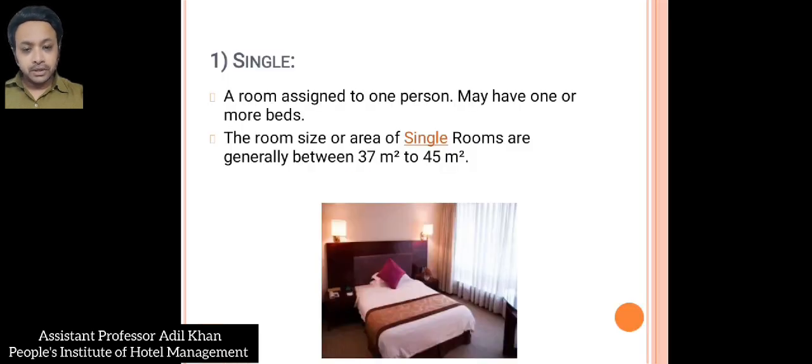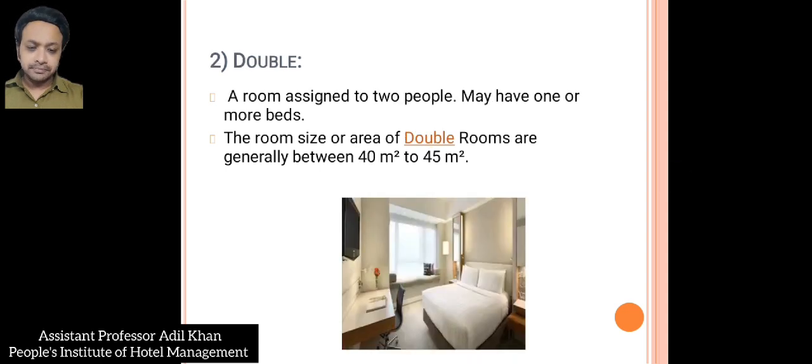Our first room is single room. A single room assigned to one person may have one or more beds. The room size or area of single rooms is generally between 37 square meters to 45 square meters.